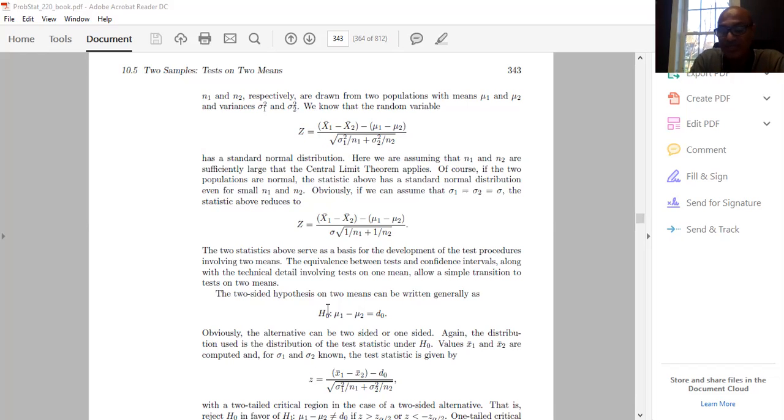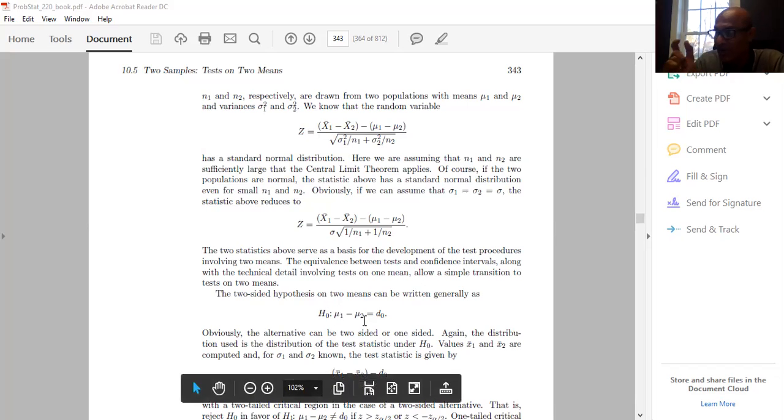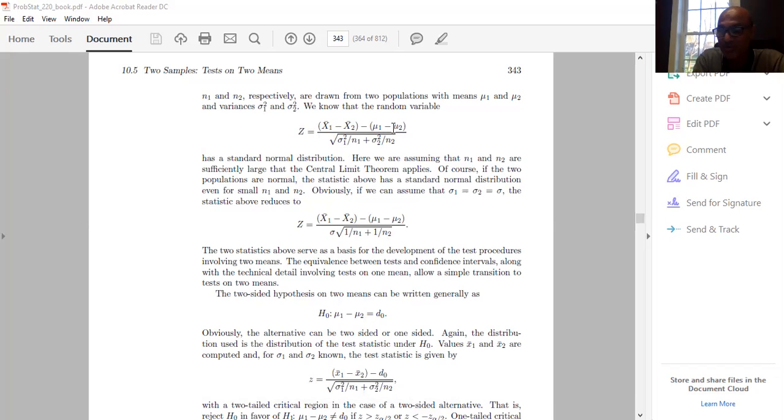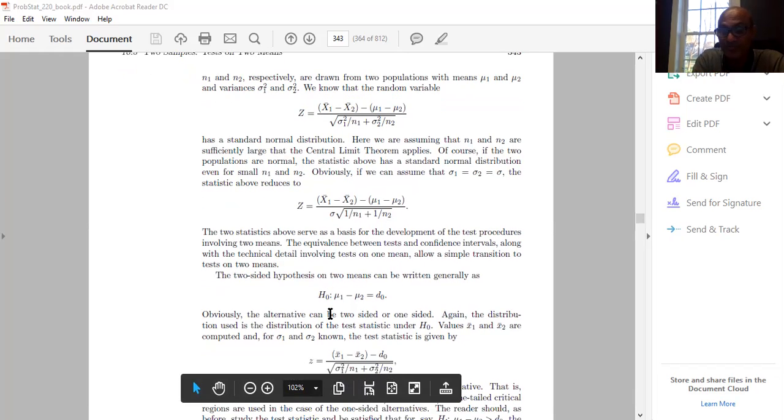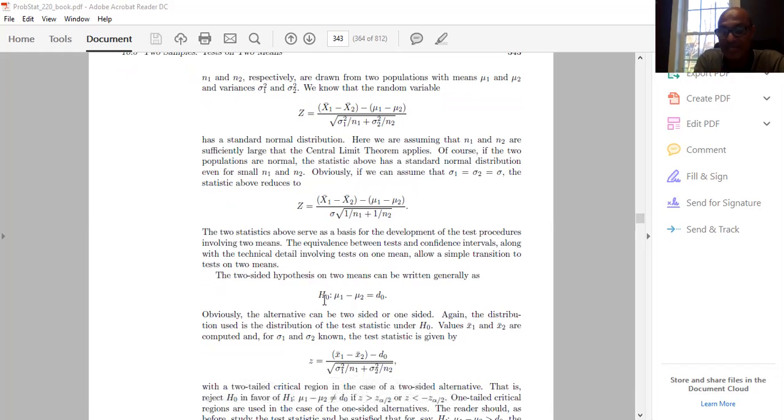And your H0 in this case will be mu1 minus mu2 equal to D0, because mu1 and mu2 will mostly be different, so you will get one number over here. If you want to fix your H1: if it is right tail, mu1 is greater than mu2; if it is left tail, mu1 is less than mu2; or mu1 is not equal to mu2 if both tails are there.